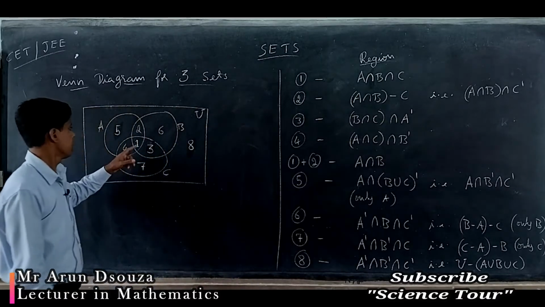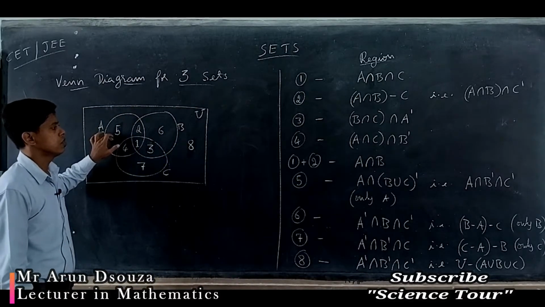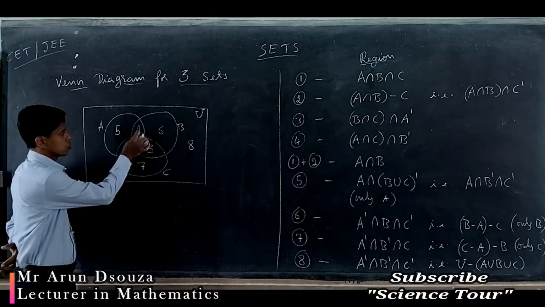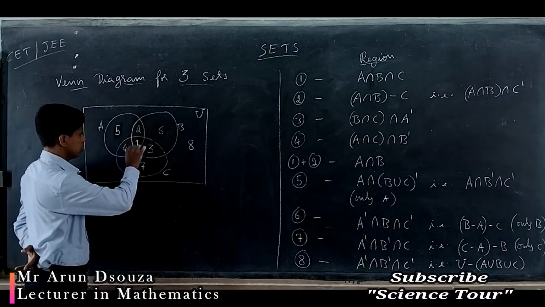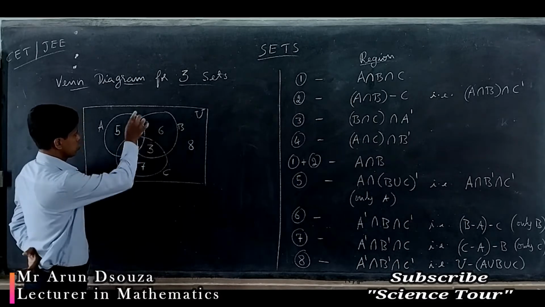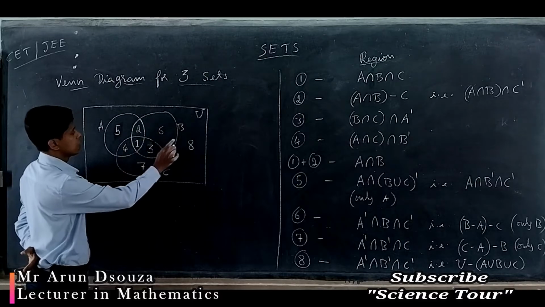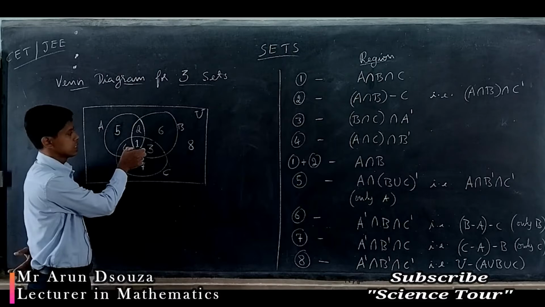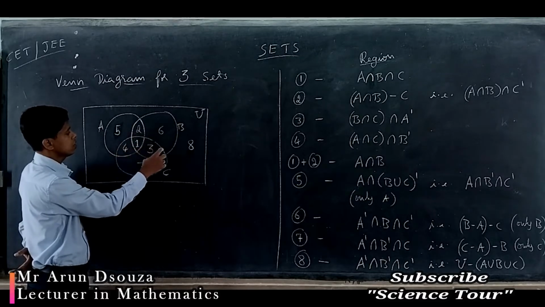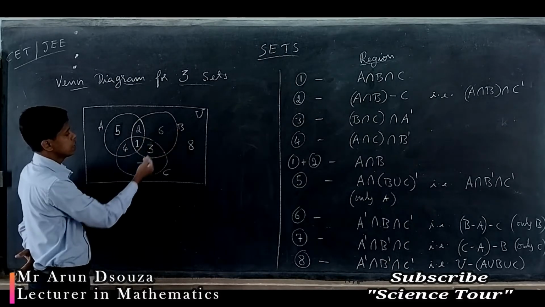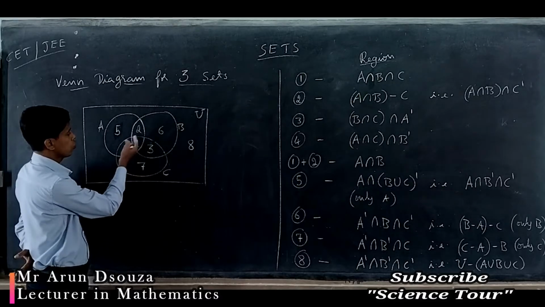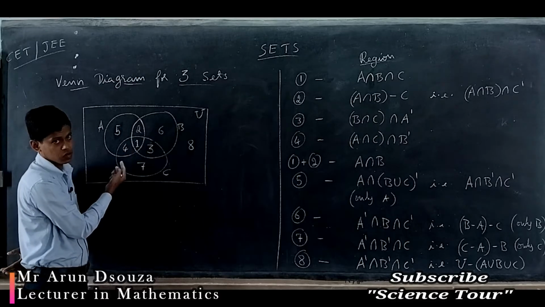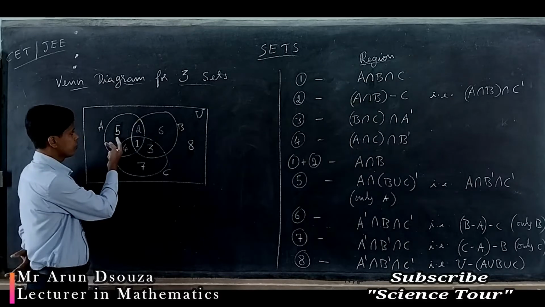Now what about the fifth region? Before fifth we have 1 plus 2. So what is 1 plus 2? See this region. 1 plus 2: you have A and you have B, so that is A intersection B. And what is 1 plus 3? See, 1 plus 3 is B intersection C. 1 plus 4, this region, is A intersection C. Now, what about fifth?